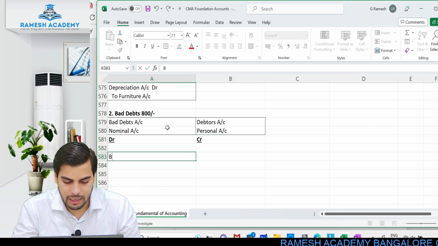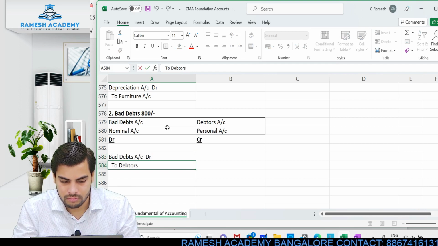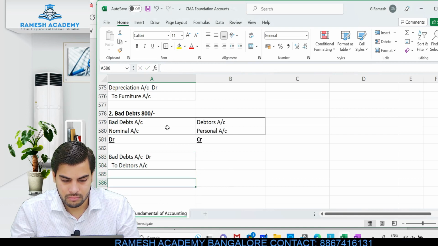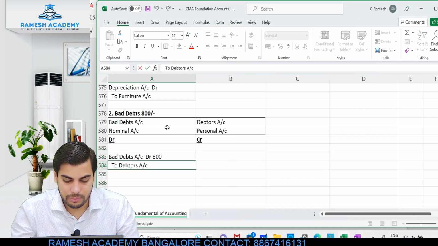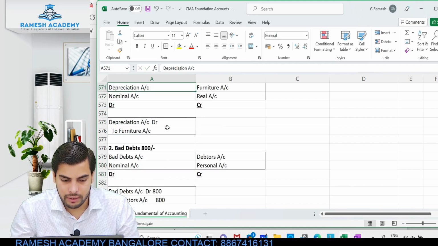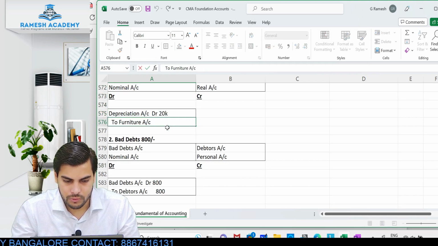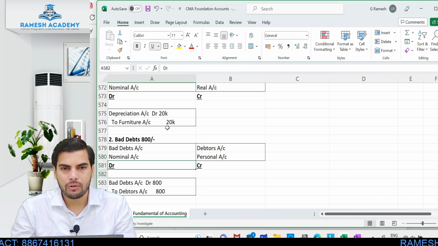So the entry would be like this: bad debts account debit. This was 800, right? So bad debts account debit 800 to debtors account 800. This would be the entry. So this was for 20,000. That's all. These are the two accounts which will get affected: bad debts account and debtors account.